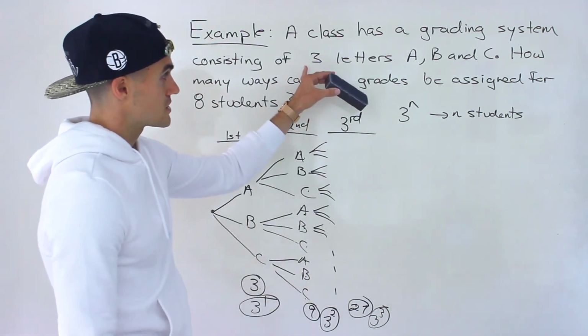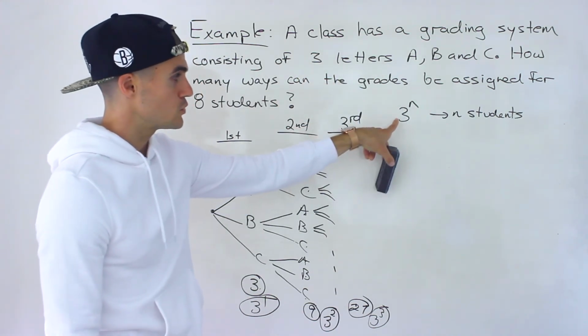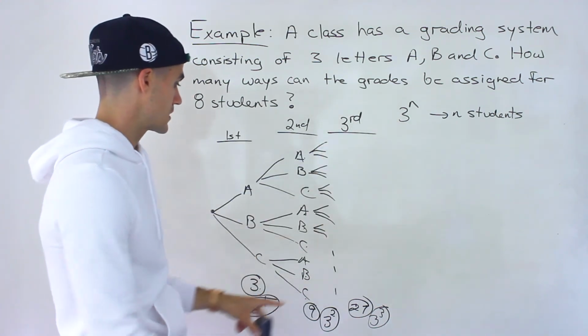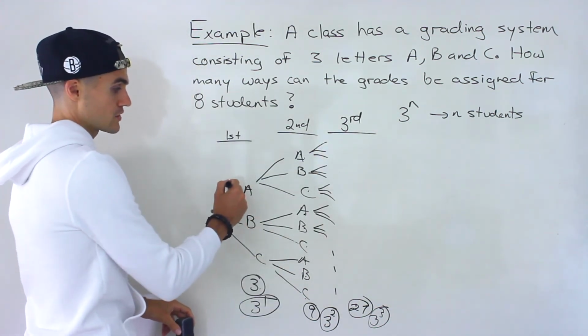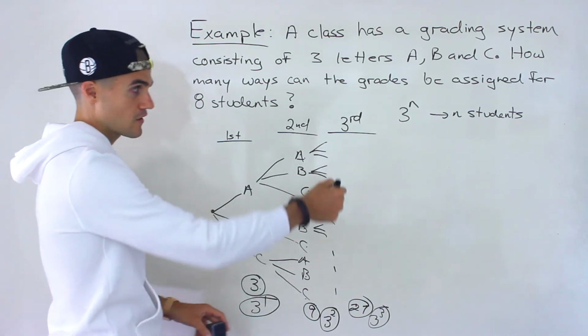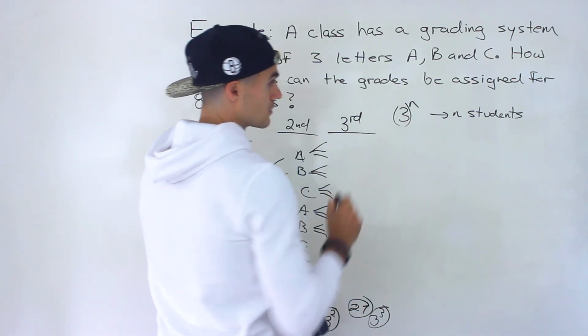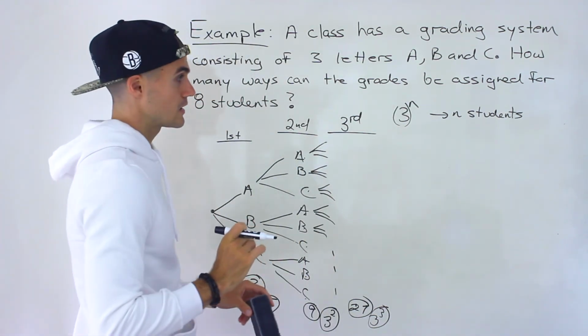And then if there's, again, as I mentioned, more than 3 letters for the grading system, you would just adjust this base over here, because instead of 3 branches, there would be, for example, maybe 5 branches in each one. So you'd have 5 times 5 times 5. So this base here would be the number of letters in the grading system.